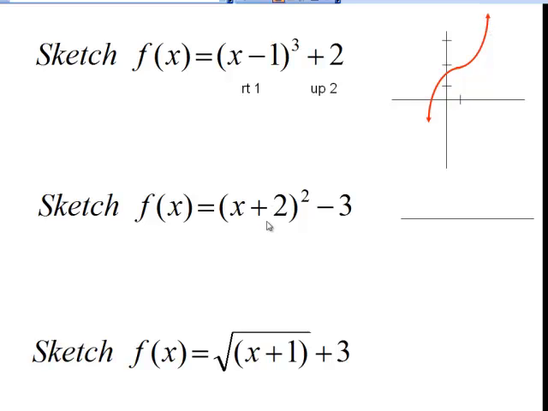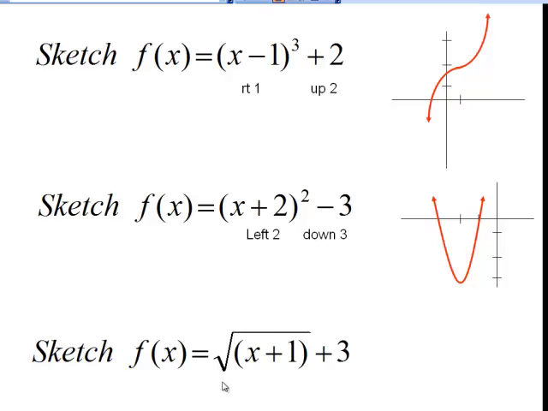Okay, the second one is plus 2 inside parentheses, and then minus 3. That's going to be left 2 and down 3. So again, you start at 0, 0, go left 2, and down 3. And then from that point, we're going to draw a square, which is a parabola that's U-shaped. So the bottom dot of our parabola is going to be at left 2 and down 3.